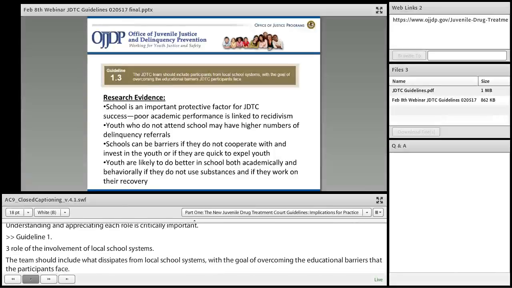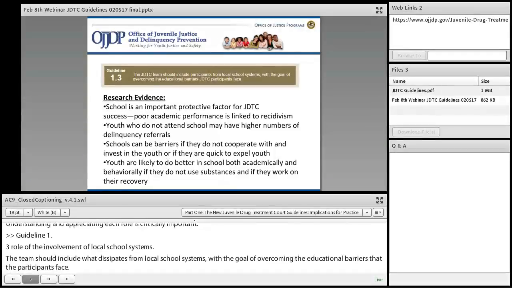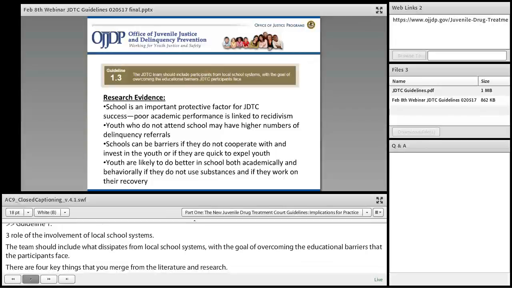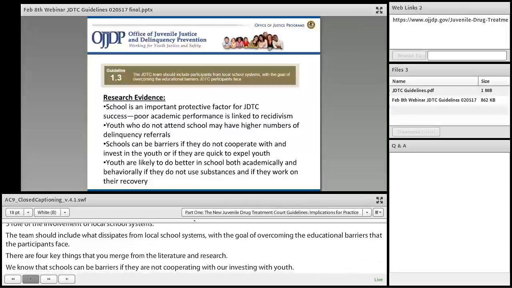So we know that schools can be barriers if they're not cooperating with or investing in the youth, and if they're quick to push the kids out of the school system. That is a complication for what the court is trying to accomplish.